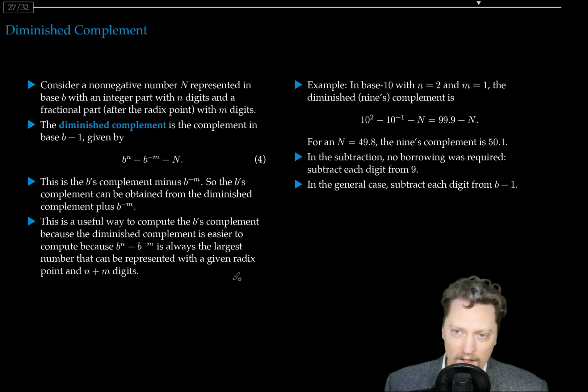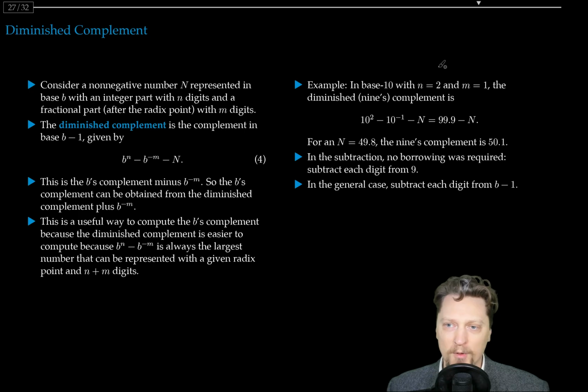Let's look at an example. In base 10, with 2 digits left of the radix point and 1 digit right of the radix point, the diminished, or 9's complement, is 10 to the 2 minus 10 to the minus 1, so the 2 came from n, the negative 1 came from m, minus n, equals 99.9 minus n. So for n equals 49.8, the 9's complement is 50.1.